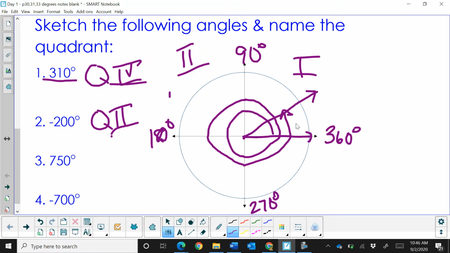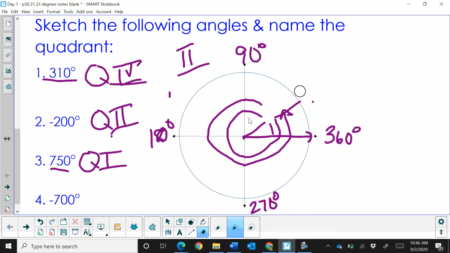and that's the angle that represents 750 degrees. So what quadrant are we in? We're in quadrant 1. We went 360 twice, which was 720, and then added another 30. And that's how you would draw a 720 or 750 degree angle.